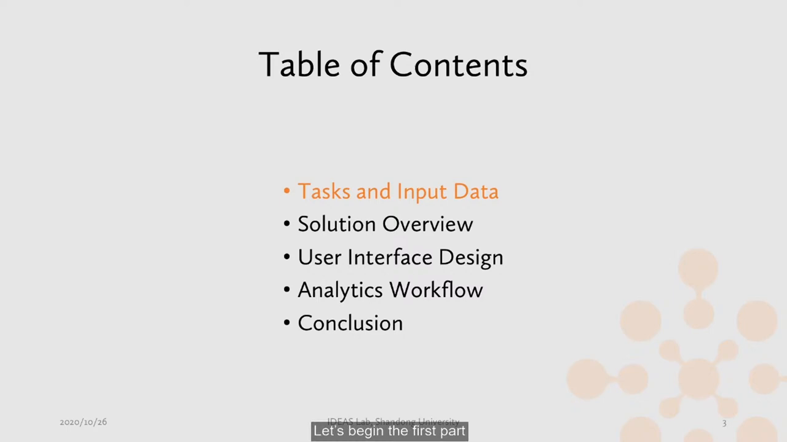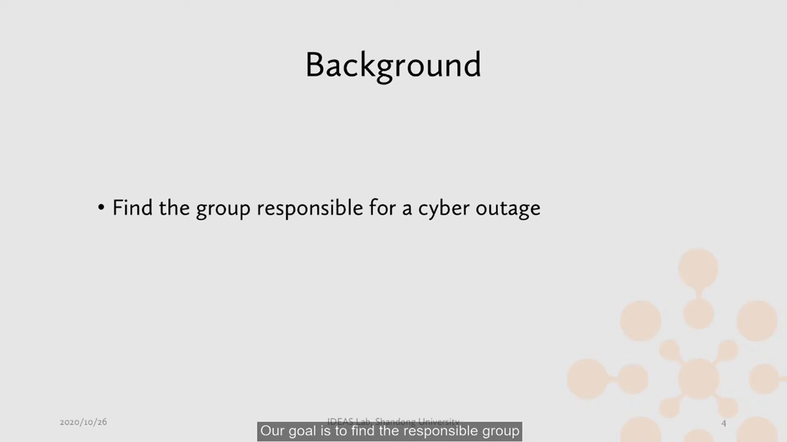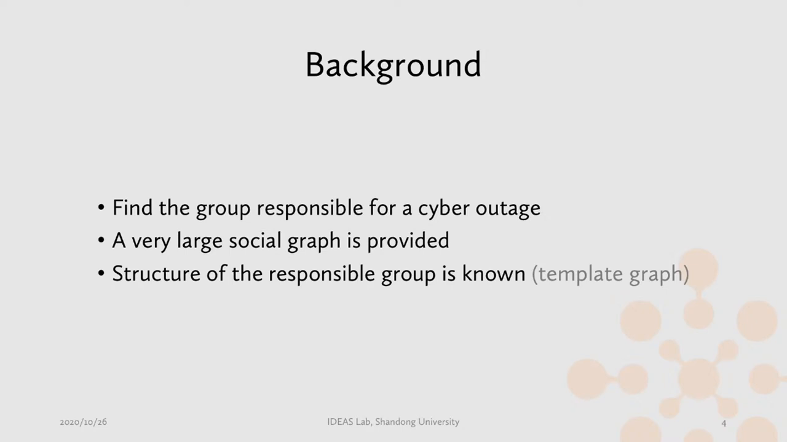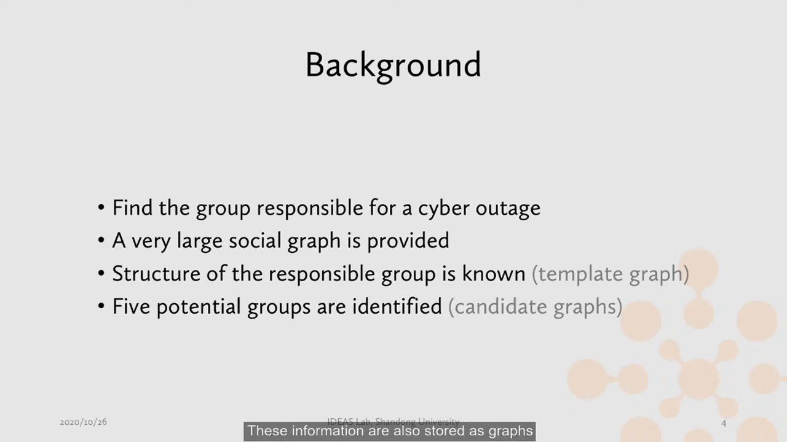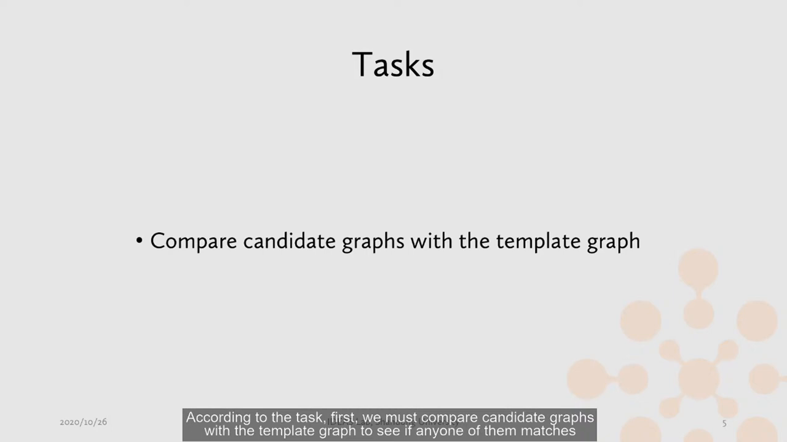An anonymized Red Hat group accidentally launched a global internet outage. Our goal is to find the responsible group. Center of Global Cyber Strategy provides a very large social graph containing anonymized profiles of all Red Hats. They also identify the structure of the responsible group and five potential groups. This information is also stored as graphs. We call them the template graph and candidate graphs, respectively. According to the task, first, we must compare candidate graphs with the template graph to see if any one of them matches. Then, we have to find out the real responsible group in the large social graph.